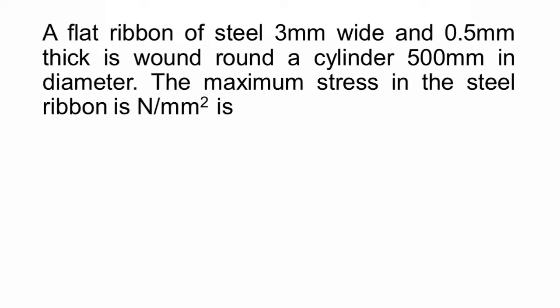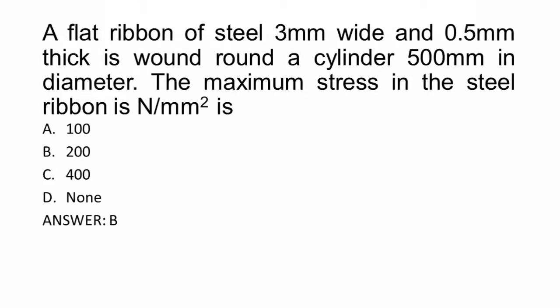Next question. A flat ribbon of steel 3 mm wide and 0.5 mm thick is wound around a cylinder 500 mm in diameter. So maximum stress in the steel ribbon is, again it is circular cross section. Sorry, it is not circular cross section. It is a hollow circular cross section. So for hollow circular cross section, we will have to find or do the calculations. Next, its answer is option B, 200 Newton per mm square.